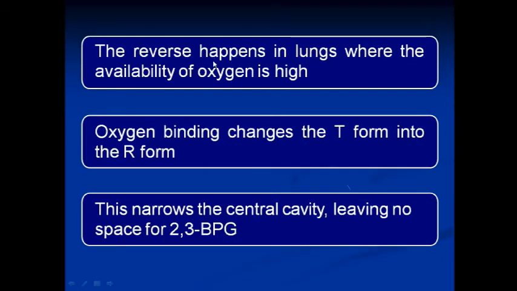The reverse happens in the lungs when the availability of oxygen is high. Oxygen binding changes the T form to the R form, and this narrows the central cavity, which does not allow 2,3-bisphosphoglycerate to bind at the central cavity of hemoglobin when hemoglobin is oxygenated in the lungs.